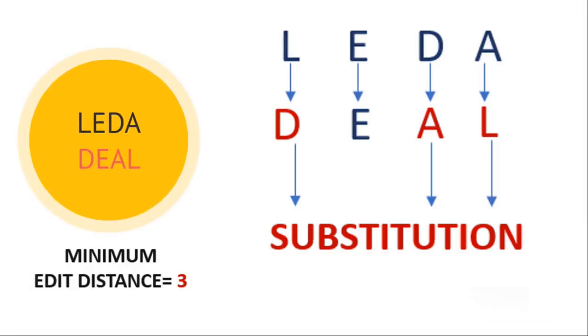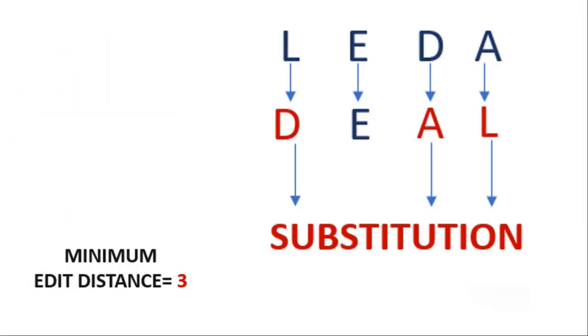In this example, to convert the word LEDA to the word DEAL, we see that the letter L is substituted with letter D, and letter A with letter L. Since three operations are done to achieve the target, the minimum edit distance will be 3.